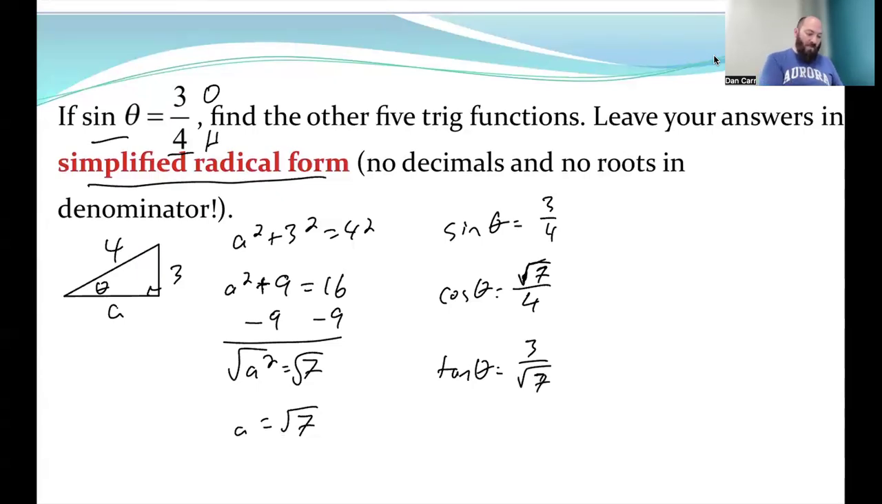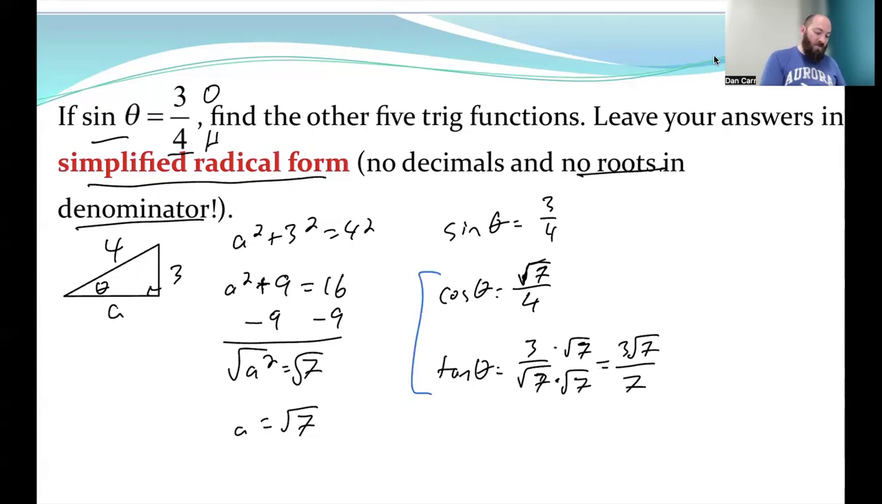Now, we don't like to have roots in our denominator. So no decimals and no roots in the denominator. So I'm going to rationalize this by multiplying by root 7 over root 7. So that's 3 root 7 over 7. Okay, so that's these two I just solved. That's 2 of my extra 5.